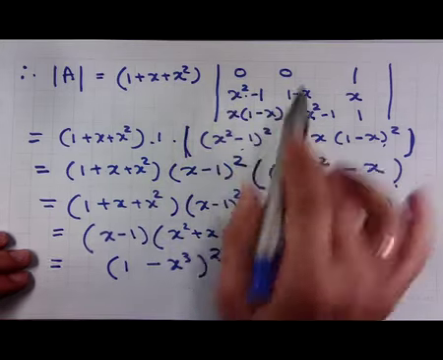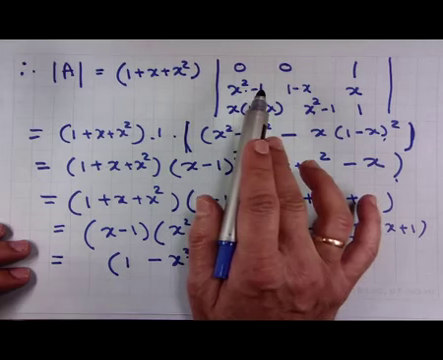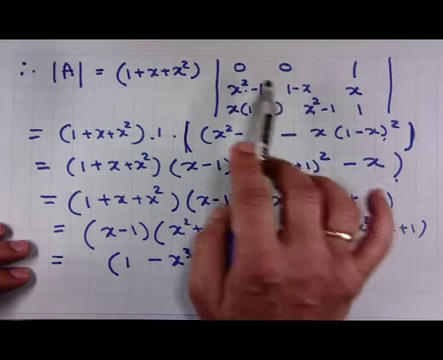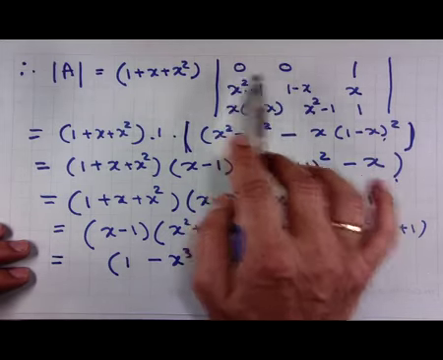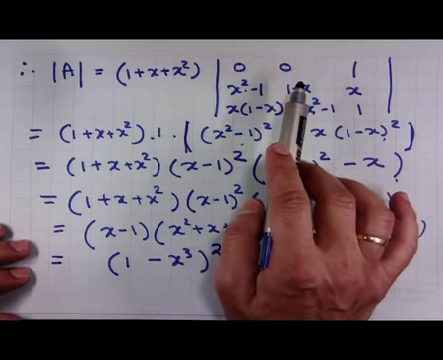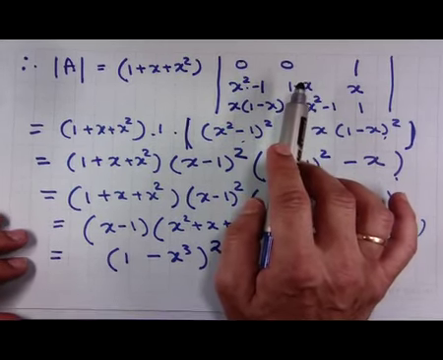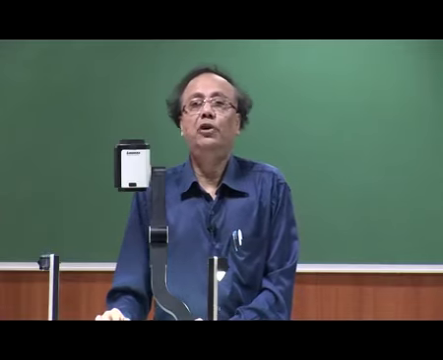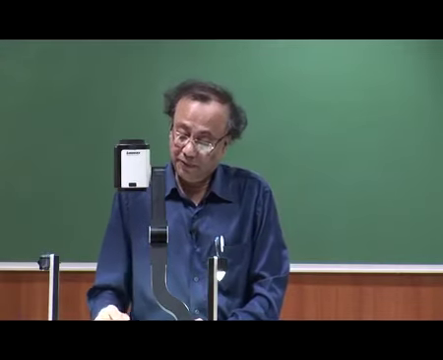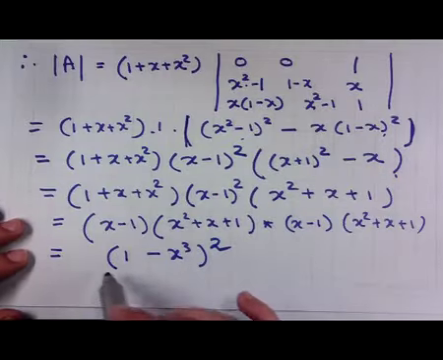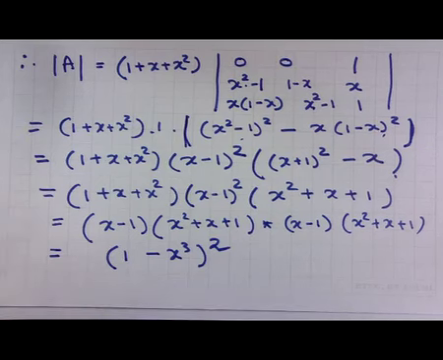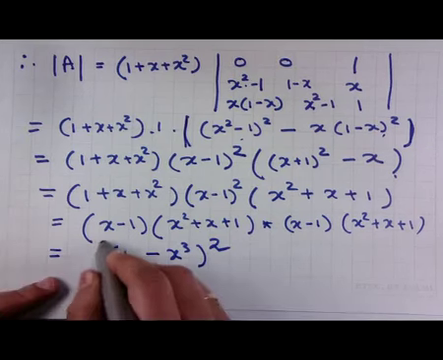So, by doing the elementary row operations or column operations, where we are replacing one column by the difference between two columns or one row by the sum or difference of two rows, we simplified the whole thing to get the answer to be 1 minus x cube whole square.